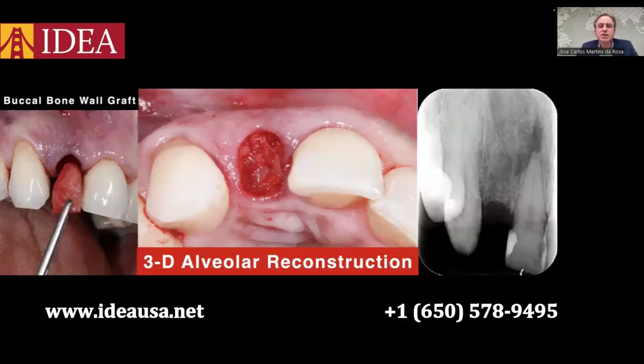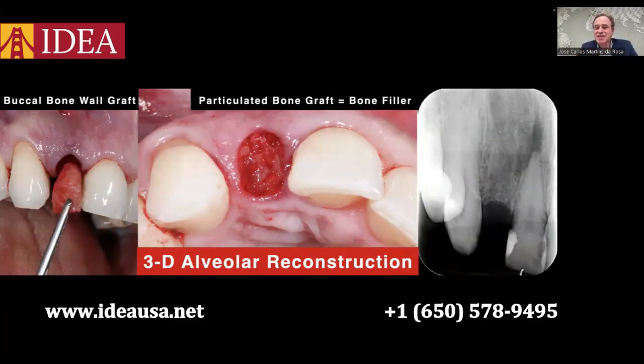First of all, we inserted a buccal block bone graft to restore the wall that the patient had lost, and then particulate bone graft was used as a bone filler. So we packed bone from the bottom to the top, from the coronal towards the apical direction, and then from the distal to the mesial direction in order to reach the apical part of number 8.